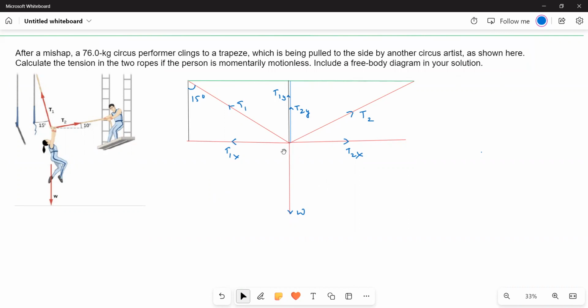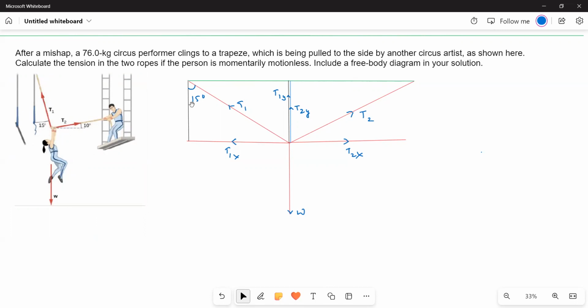Here is the free body diagram. Here is the circus performer. And then what happened? The lady is clinging to the cable. Another colleague of hers is trying to balance her. Momentarily, the system is in static equilibrium. Motionless means a static equilibrium.